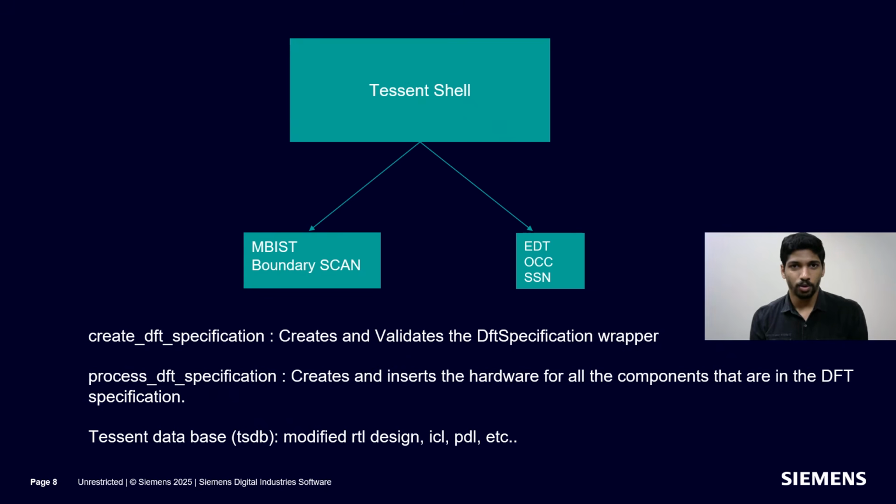This slide talks about the general Tessent Shell flow, where it has two different insertion steps. In the first insertion step, you insert memory BIST and boundary scan, and in the second insertion step, you insert EDT, OCC, and SSN. The create DFT specification command creates and validates the DFT specification wrapper. Process DFT specification creates and inserts the hardware which was validated during the create DFT specification command. After you do process DFT specification, you need to perform extract ICL by triggering the extract ICL command. You can find all of these files in the Tessent Shell database output directory.